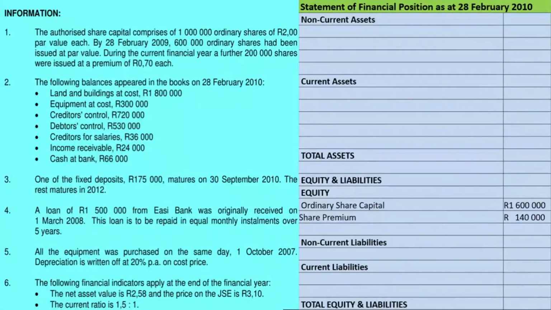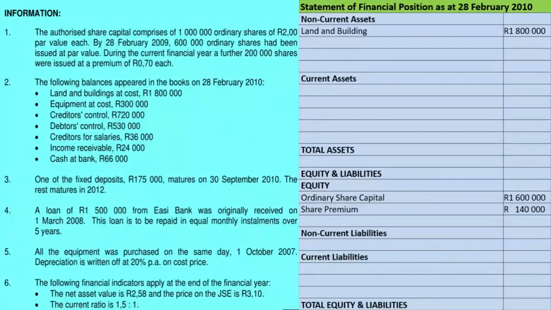We're told that the following balances appeared in the books on 28 February 2010. That is at the end of the period for which we are doing the statement of financial position. So we are given land and buildings at cost of 1.8 million rand. We know that land and buildings is a non-current asset, so we record it under the non-current assets section. So we record land and buildings 1.8 million rand. We're also told that equipment at cost is 300,000 rand. So we record equipment under non-current assets because it's a non-current asset. So we record it at cost, 300,000 rand.